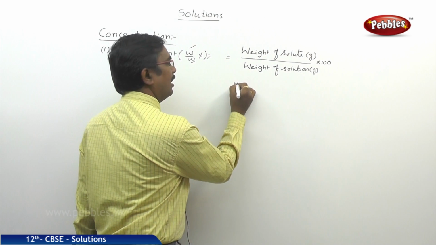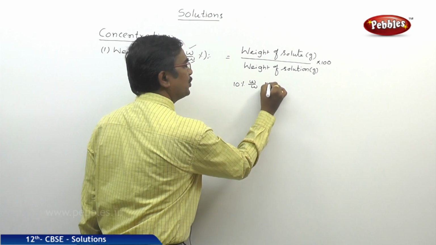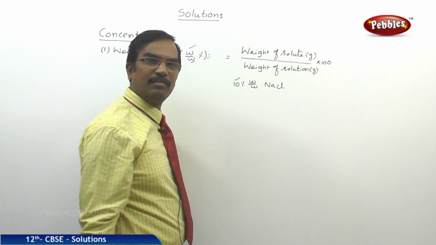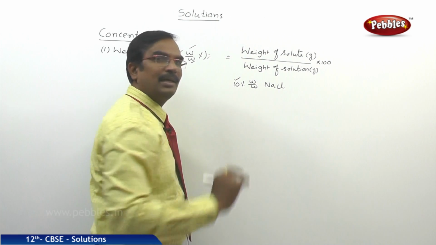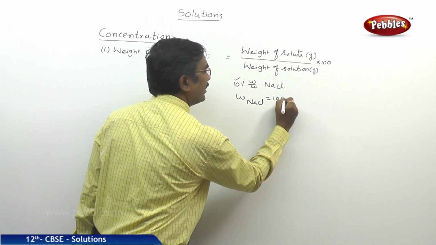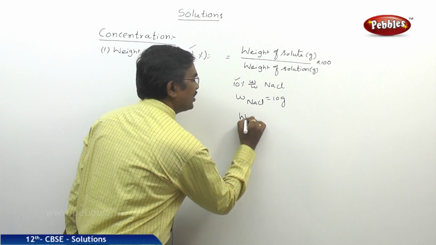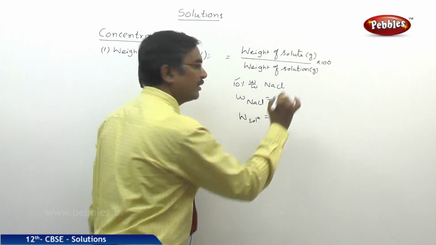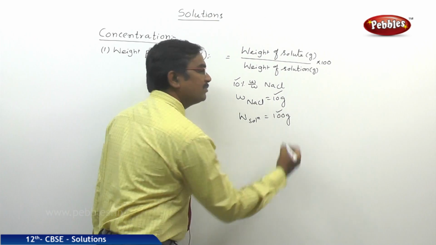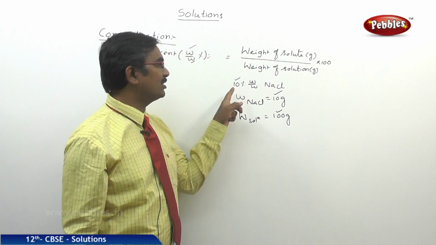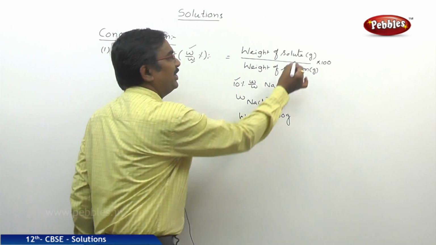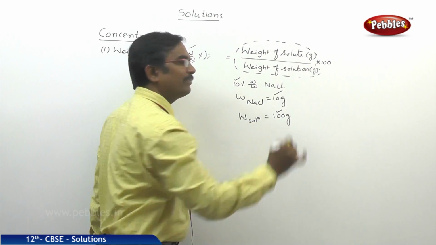For example, if I say 10% weight by weight sodium chloride, NaCl, from this we can understand that 10 grams of NaCl is present in 100 grams of the resultant solution. What is the weight of the sodium chloride? 10 grams. What is the weight of the solution? 100 grams. That means 10 grams of NaCl is present in 100 grams of the solution. That's why we call the solution 10% weight by weight NaCl. This particular thing we call weight fraction.